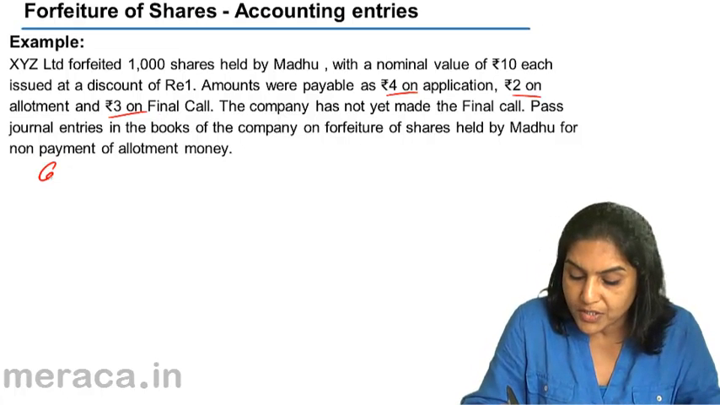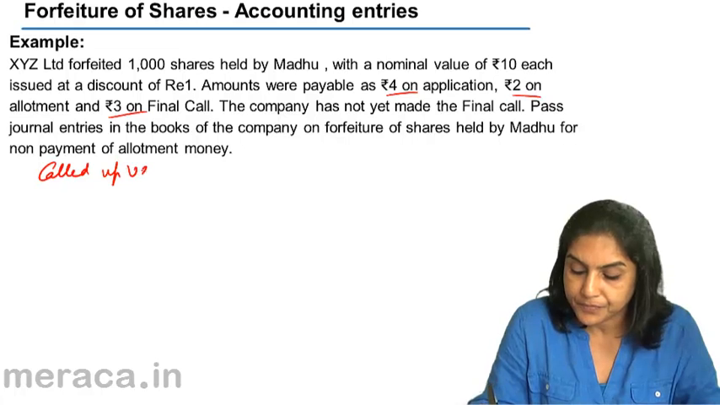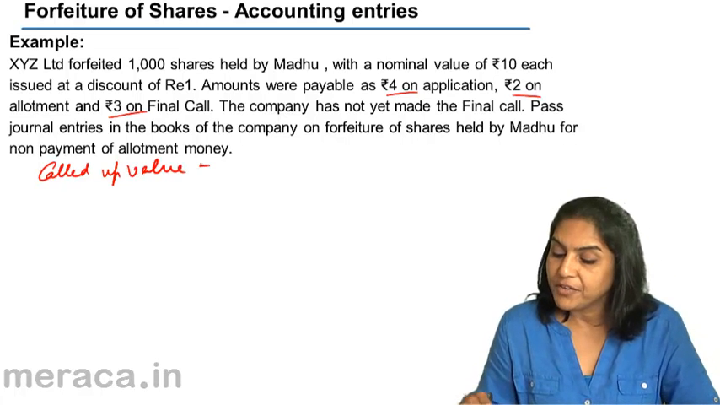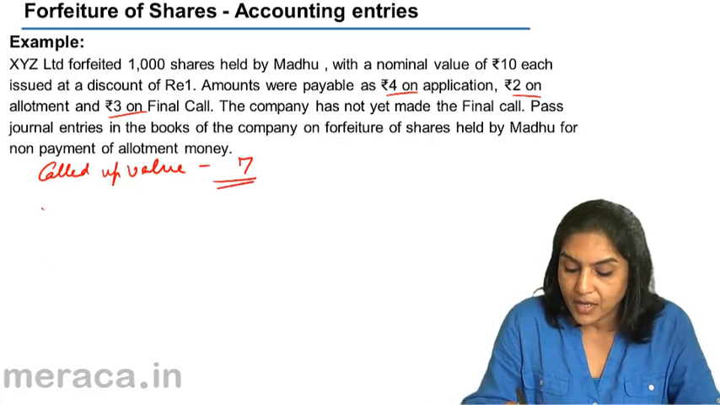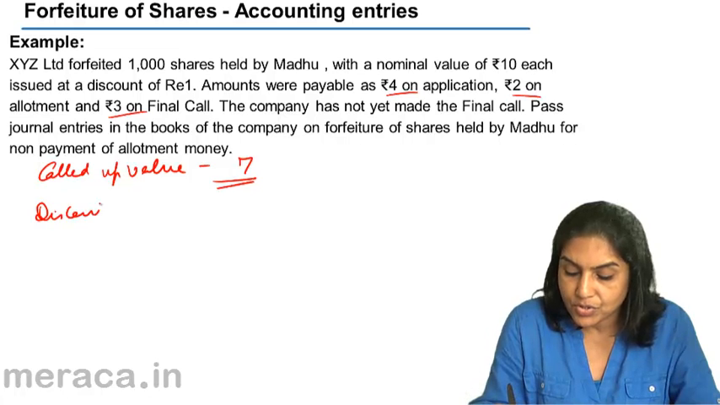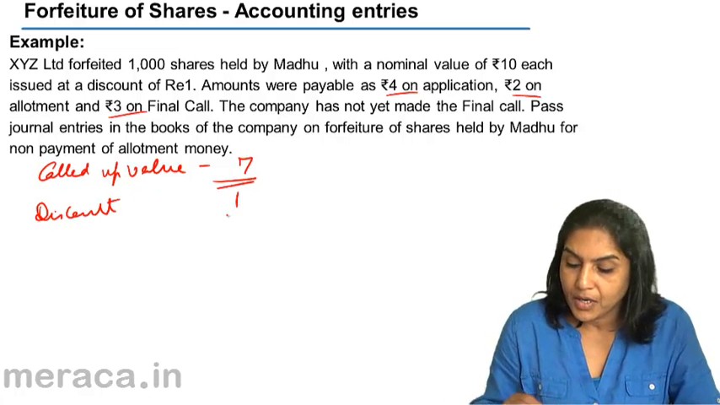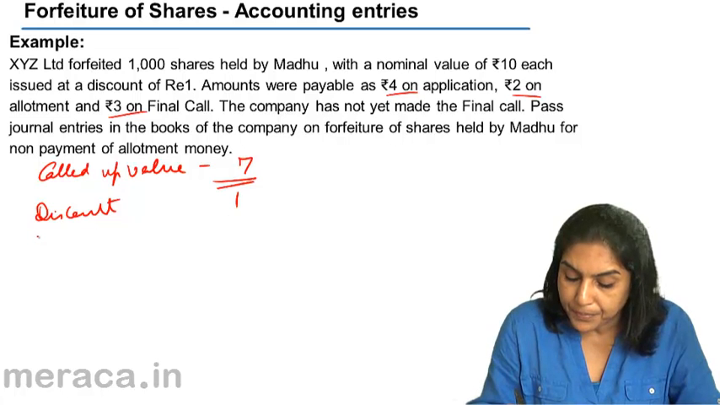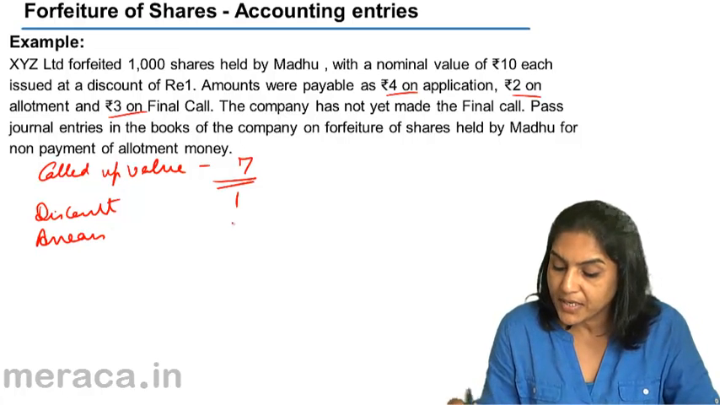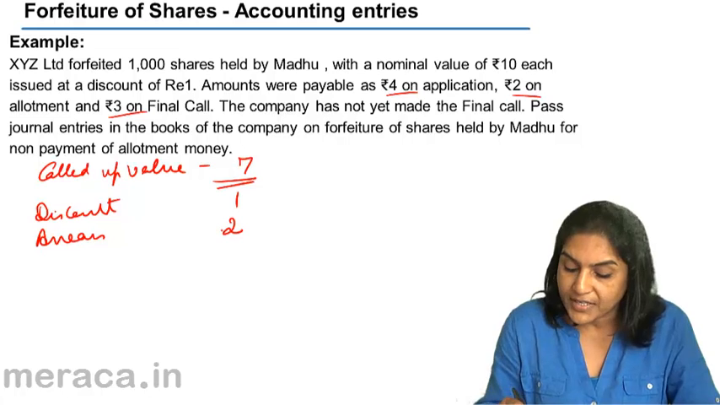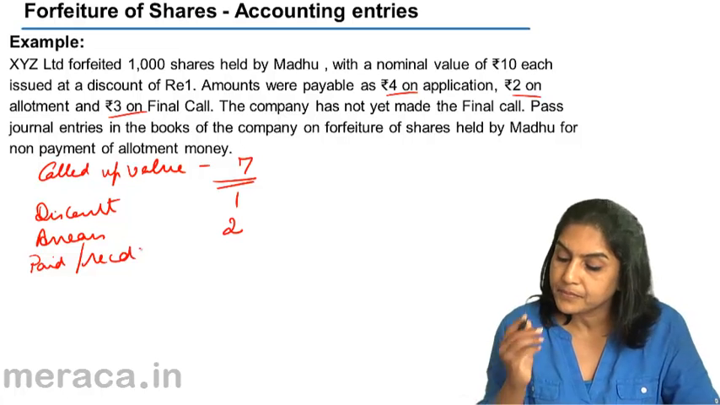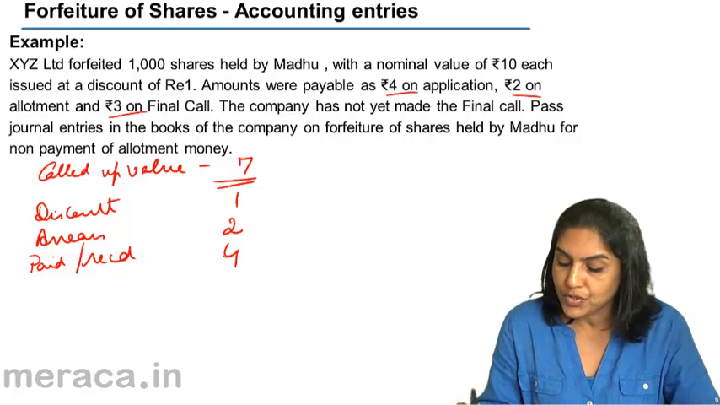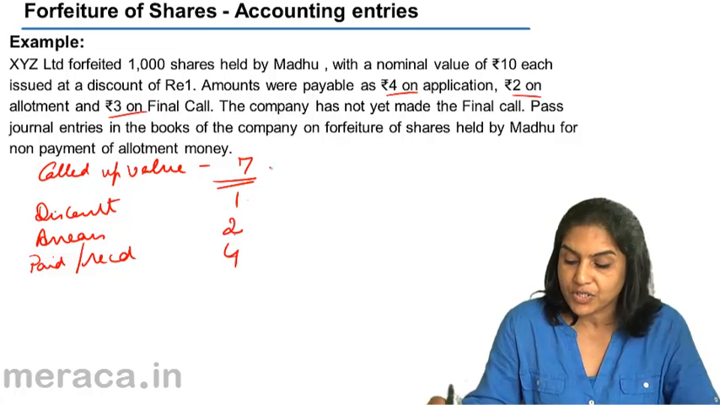Which means what? What is the called up value of the share? Only the final call of 3 has not been made. That means the called up value of the share is rupees 7. What is the discount? Discount element is 1. What is the amount in arrears? Not paid is the allotment money. That is rupees 2. What has been received? What is paid by Madhu or received by the company is an amount of 4. So this 4, 5, 6, 7. This is how it has been accounted for.